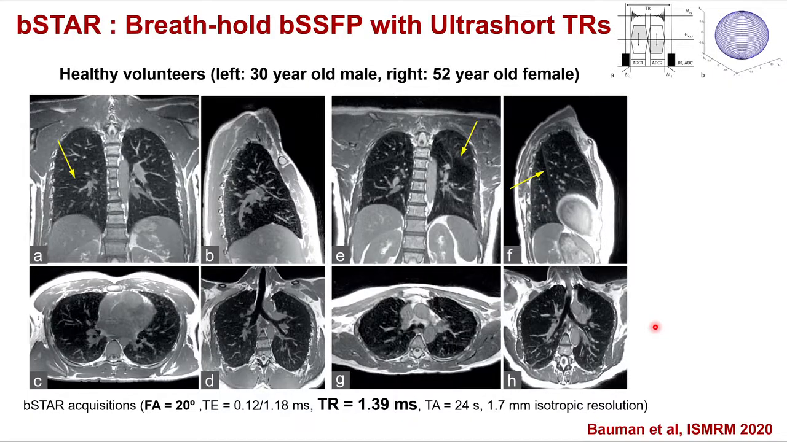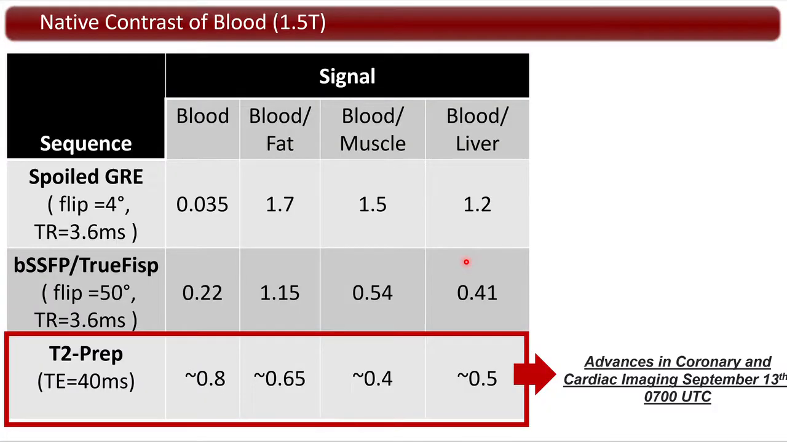This is being alleviated in some ways with new advances, such as this example using ultra-short TR balanced SSFP from Grzegorz Bauman, where they shorten the TRs to less than 1.4 milliseconds and provide large volume imaging suitable for pulmonary imaging without the banding artifacts. Now this is nice, although we do see that we still have fat signal, which may obscure certain vascular pathologies. We can also, of course, compare this with something like tissue preparation, which is really the subject of coronary and cardiac imaging, which I hope is covered on September 13th, and I hope you joined that.